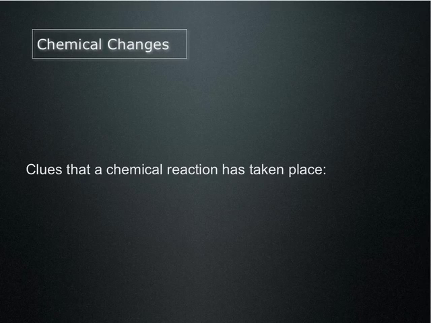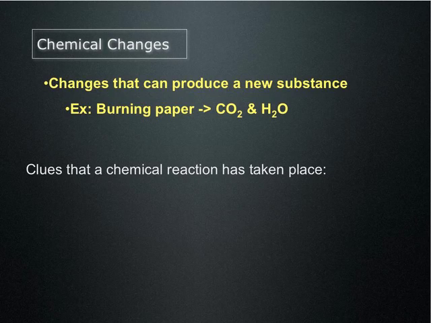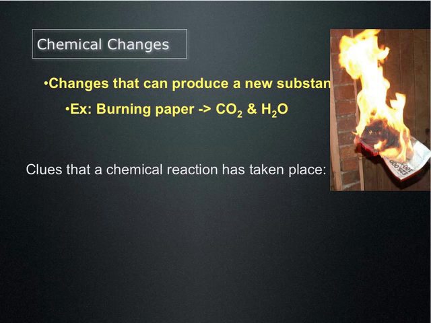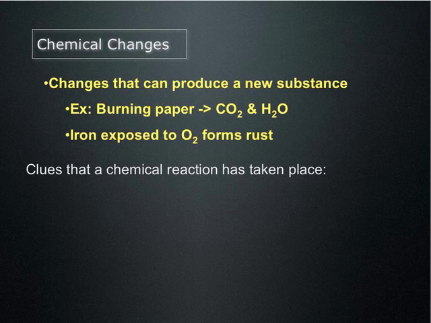So we finished most of it. We said a chemical change is a change that actually produces a new substance. What you end up with after a chemical change is something different than what you started. It's not the same material anymore.